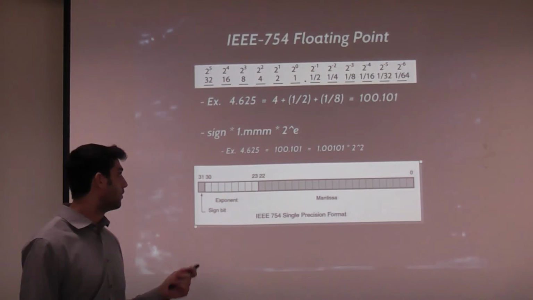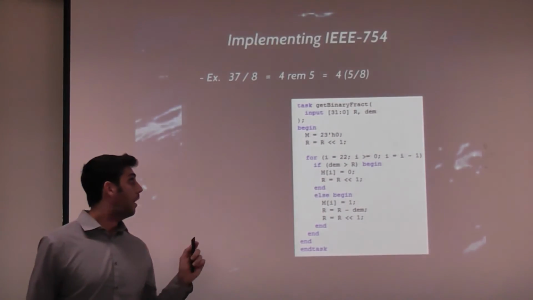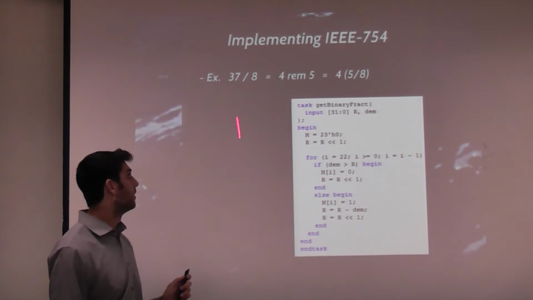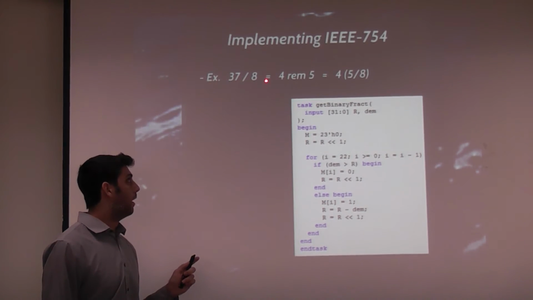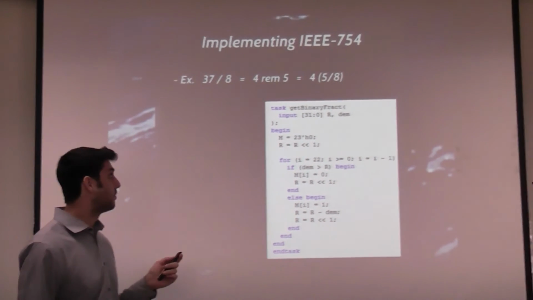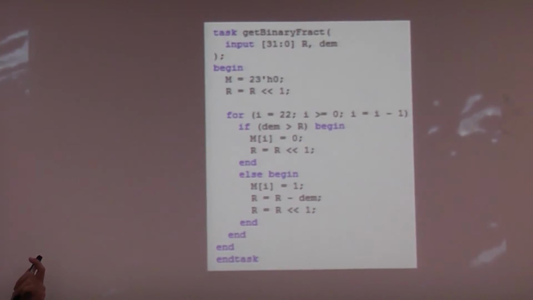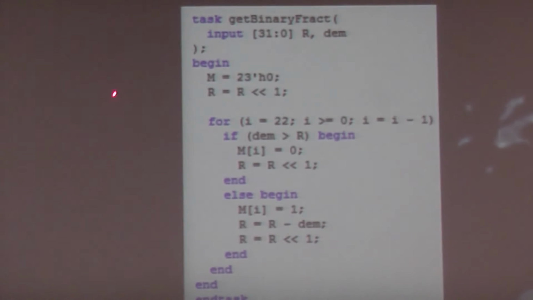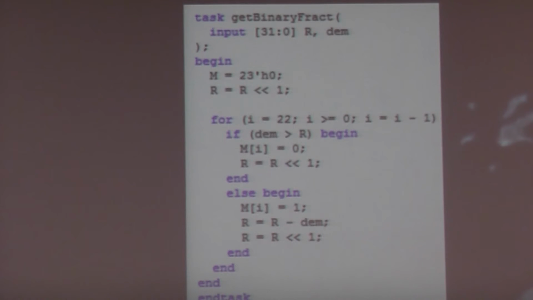So that's basically it. So let's look at how we actually do this. Let's take an example here. We have 37 divided by 8. If we were to do that on the MIPS, 8 goes into 37 4 times with a remainder of 5, right? So we would get a 4 in one register and a 5 in the other register.